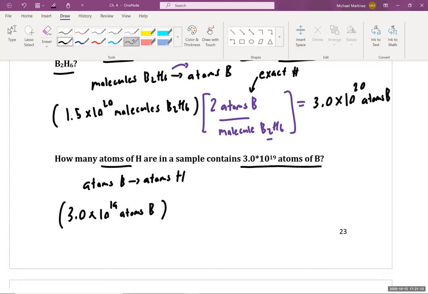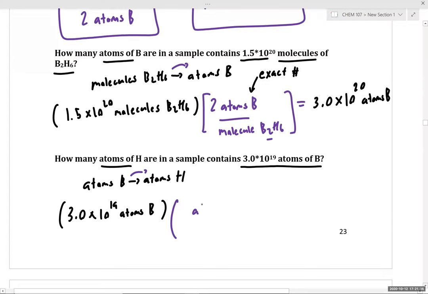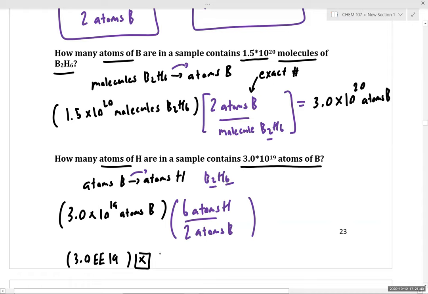Okay, so if we're going from atoms of boron to atoms of hydrogen, we need to put atoms of hydrogen on top. How many atoms of hydrogen do we have per atoms of boron? Six. Yep, we have 6 atoms of hydrogen per how many atoms of boron? 2. So from this ratio, just to show how we'd enter this into the calculator, we have 3.0 EE 19. Then we hit the multiplication symbol, then 6, then the division symbol, followed by 2. And that gives us 9.0 times 10 to the 19th atoms of hydrogen.